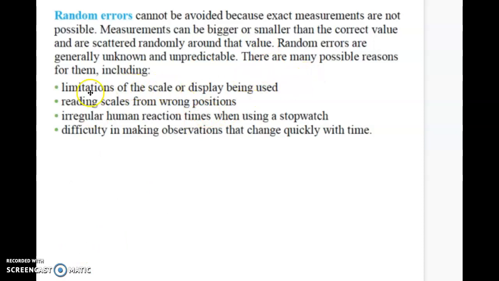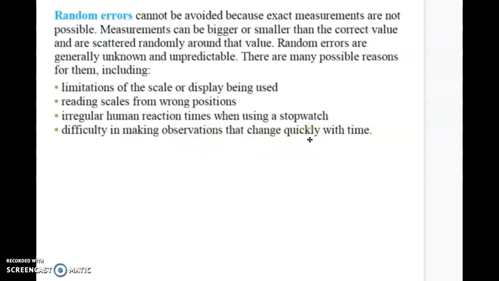It could be the limitations of the instrument or display you're using. It could be that your method isn't careful enough. It could be that you are reading scales from wrong positions. I'll talk about this in a minute. This is called a parallax error. It could be irregular human reaction times when using a stopwatch. Sometimes we consider this to be a different kind of error, systematic, but it can also be random. And if you're making observations that change quickly over time.